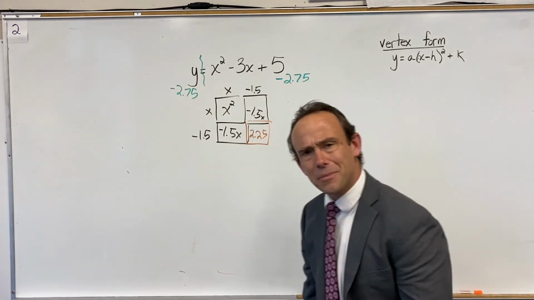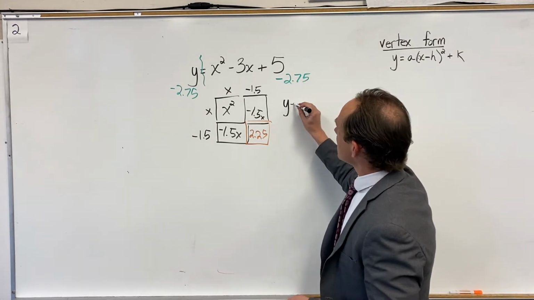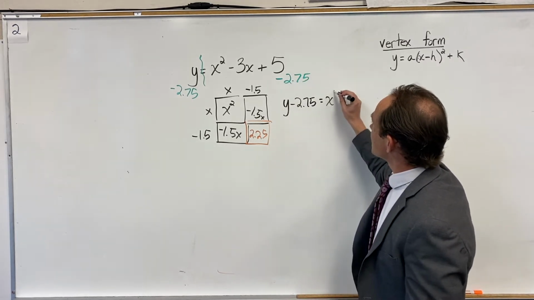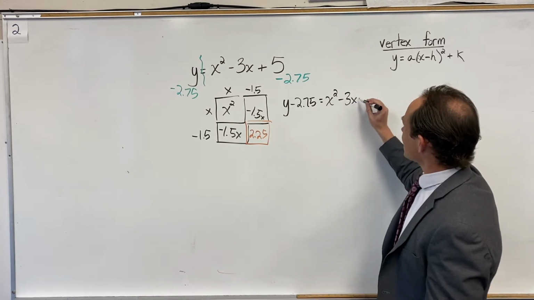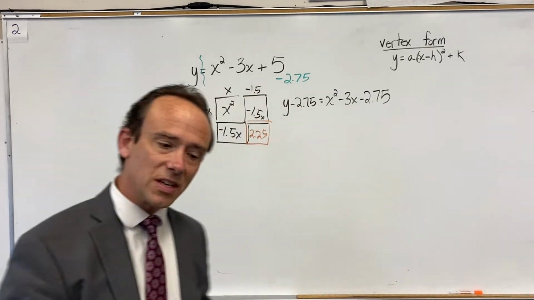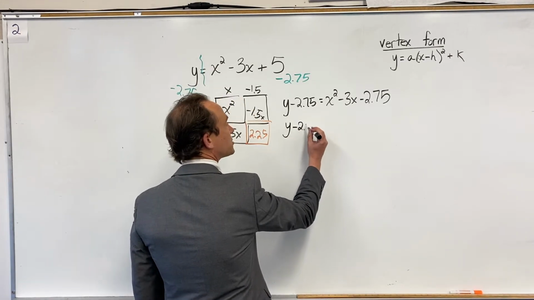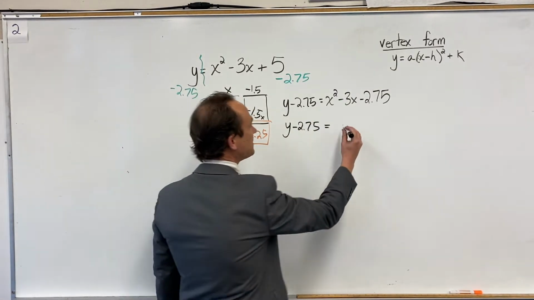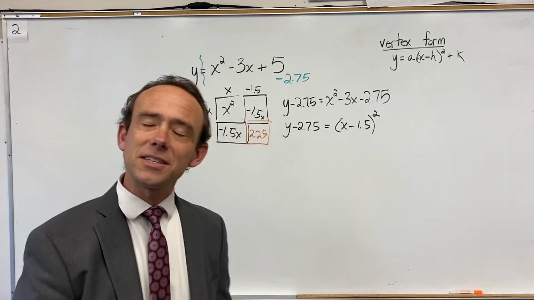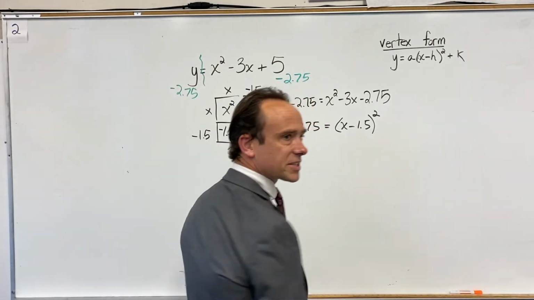All right. Hey, the numbers are looking a little messier, but it's all going to work out. So let's just keep going with it. That means y minus 2.75 is equal to x squared minus 3x minus 2.75. All right, stay with me. Let's keep going. That means that y minus 2.75 has to be the same as x minus 1.5 squared. Hey, it's still so beautiful. It still works out.